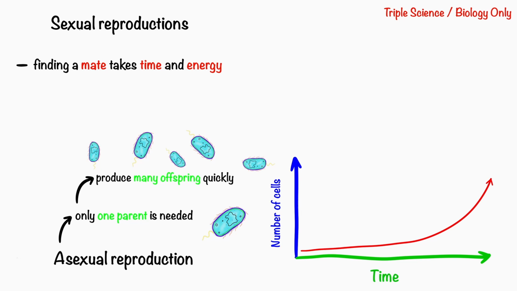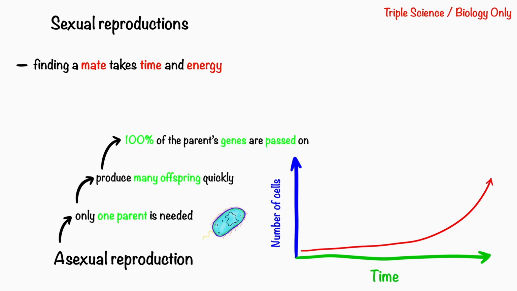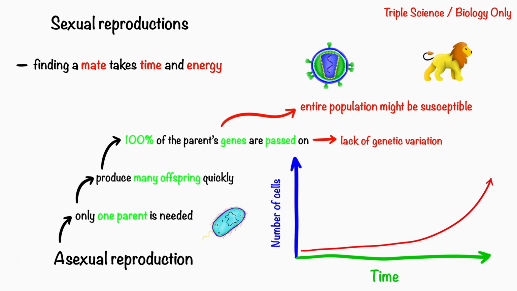When a single bacterial cell reaches a new location with plenty of nutrients, it can quickly multiply to form a large population. Another advantage is that 100% of the parent's genes are passed to the offspring. If the parent is well adapted to its environment, all offspring will inherit these adaptations. However, the lack of genetic variation in asexually reproducing populations can be a disadvantage. If environmental conditions change, the entire population might be susceptible to the same threats, such as new diseases or environmental stresses.